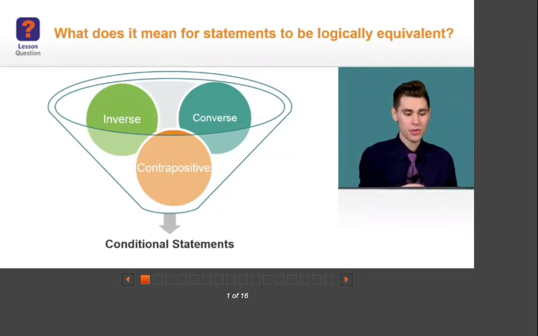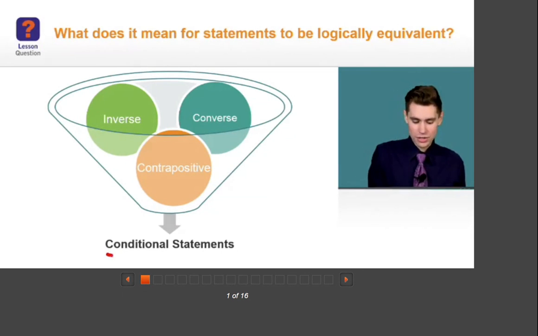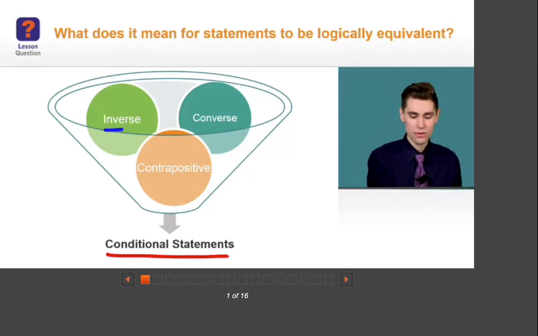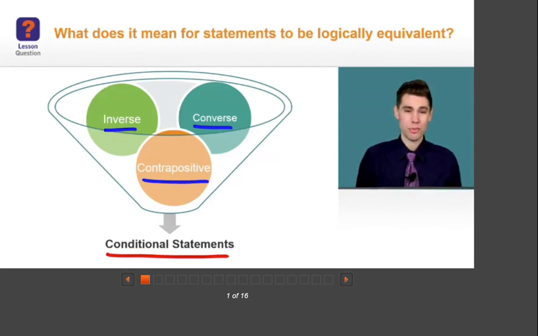Remember, you're working to answer this lesson question. What does it mean for statements to be logically equivalent? Now, so far you've learned about conditional statements, that they have a hypothesis and a conclusion. Now you'll work with conditional statements to derive the inverse, converse, and contrapositive.